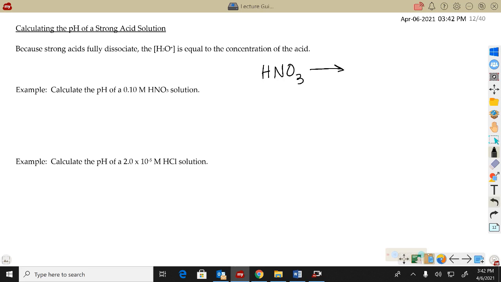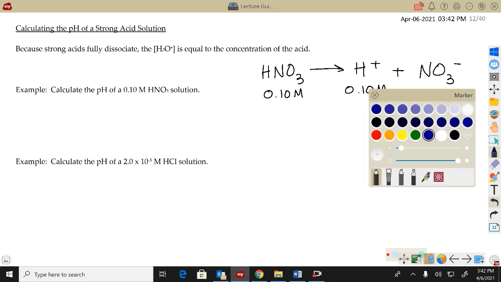HNO3, and it dissociates fully to form hydrogen and nitrate ions, I know that if it was a 0.1 molar solution, it's going to give me 0.1 moles of hydrogen per liter. And I don't care about the nitrate. That's neither acid nor base. We'll talk about him later. I just want the concentration of the hydrogen ion. So it is the same as the molarity of the original acid, which makes these really quick and simple.